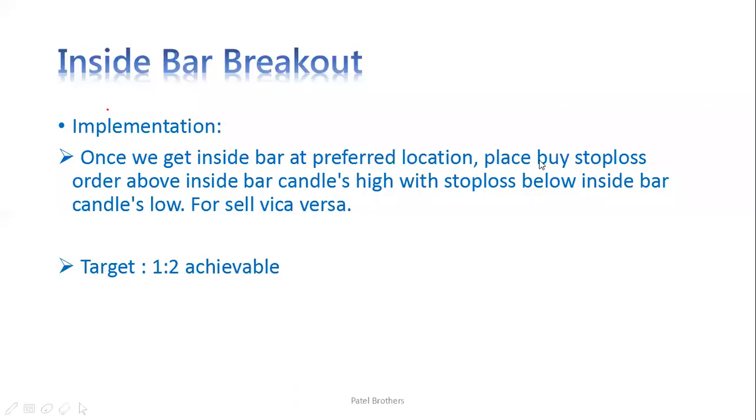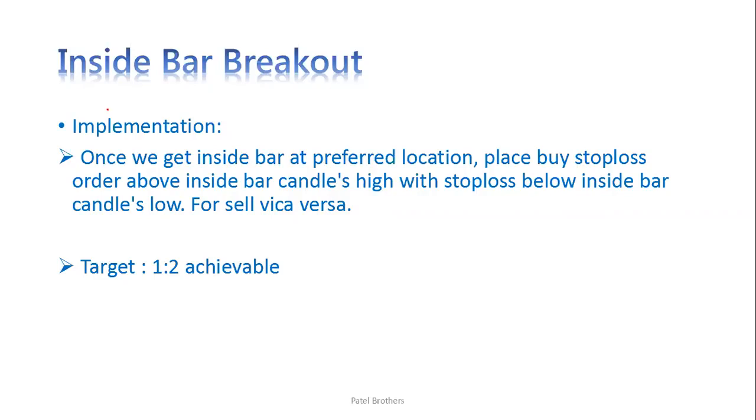Whichever side, first we have to identify which side we want to trade. Don't go blindly. Don't put both side trades directly. First we have to find, because it has formed an inside bar at the preferred location, we are sure of the direction, and then only we'll place the order. If it is giving a trigger in our favor, in our direction, then only we will be trading. If it is giving a trigger in the opposite direction, we will not be trading.